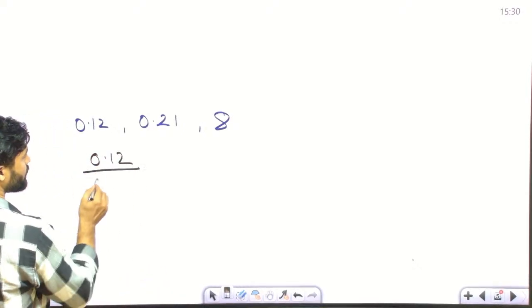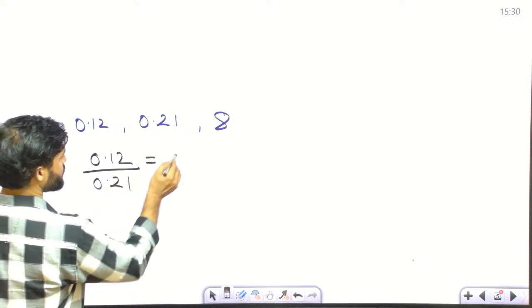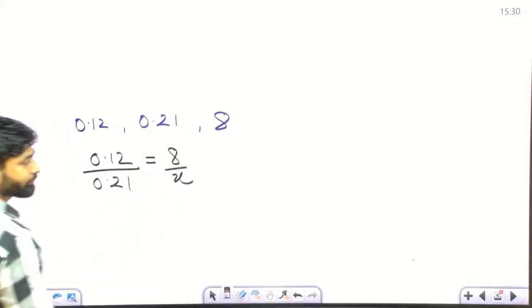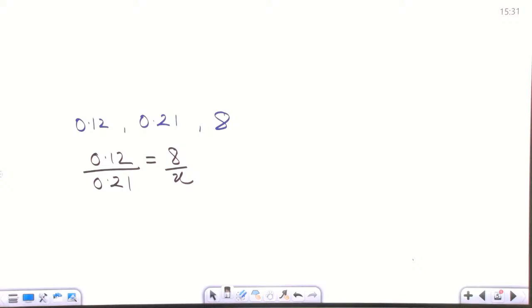0.12, 0.21 equals to 8 on x. After the decimal, how many digits are there in both the cases? Automatically that decimal will be settled down. Or if you want to remove that decimal, that 100 and 100 above will be cancelled out.